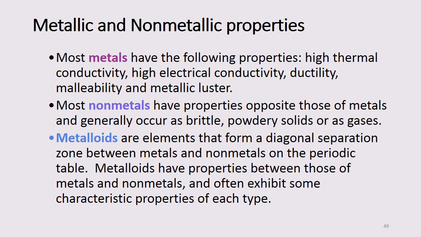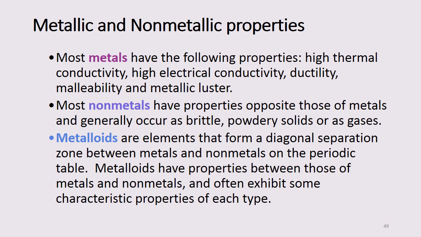Most nonmetals have properties that are opposite of those. So generally, nonmetals tend to be gases. A lot of the nonmetals are gases. Some of them are liquids, but mostly gases. If they are solids, they tend to be powdery or brittle, and they don't conduct heat. They don't conduct electricity. You can't make wires or flat sheets out of them. And like I said, most of them are gases.